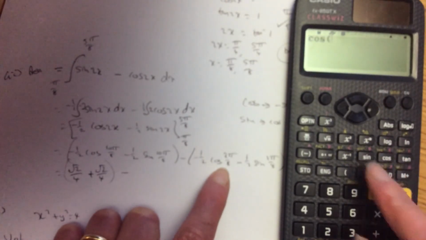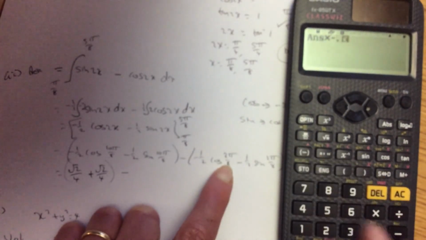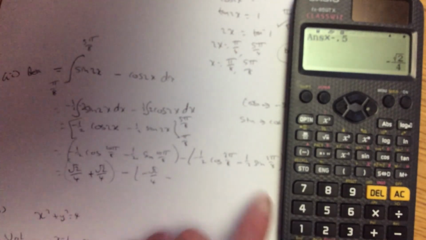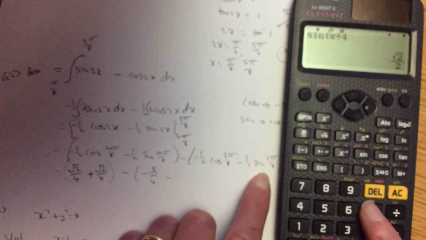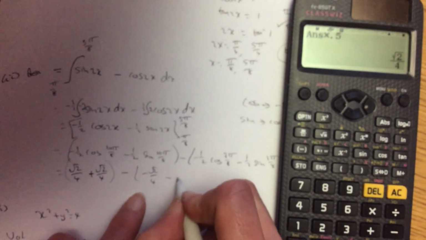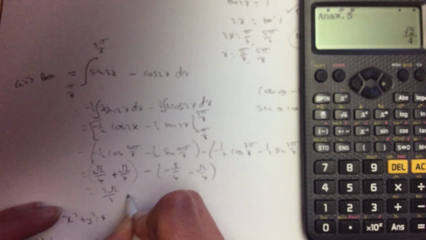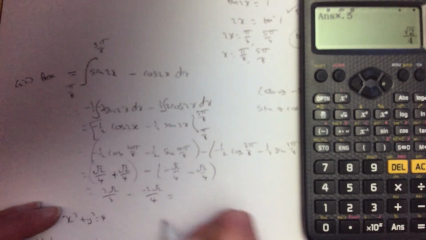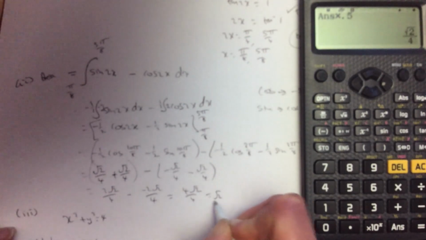So it's cos pi over 4 times minus 0.5, which gives me minus root 2 over 4. Take away, so sine pi divided by 4 times it by minus 0.5 is minus root 2 over 4. So I have 2 root 2 over 4, take away minus 2 root 2 over 4 becomes a plus. So 2 root 2 over 4 plus 2 root 2 over 4 is 4 root 2 over 4, which is root 2. Okay, the last one.